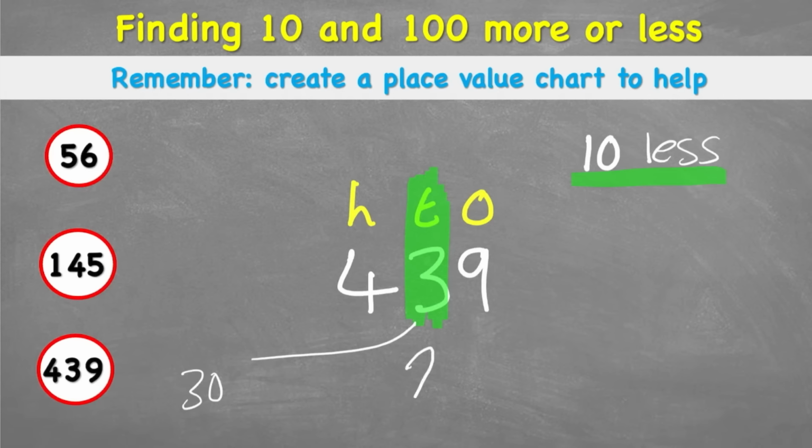Well, it's 20, or 2 tens. I bring down my 4, and I bring down my 9, leaving me an answer of 429. So 10 less than 439 is 429.